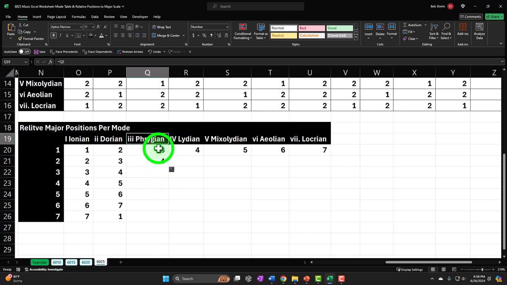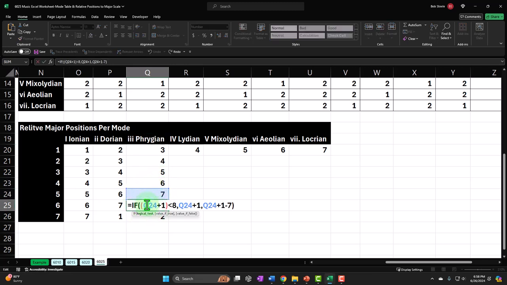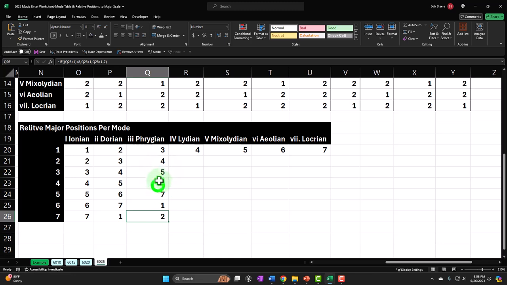So if it's a Phrygian, we're going to say the 1 of the Phrygian is equivalent to the 3 of the major. The 2 of the Phrygian is equivalent to the 4 of the major. Copying that down. Can I copy it down? Boom. So it goes 5, 6, 7, and then back to 1 because we got that cool formula. So the 4 of the Phrygian is equivalent to the 6. The 5 of the Phrygian is equivalent to the 7 of the major. And then the 6 of the Phrygian is equivalent to the 1, back to the 1, of the major or Ionian.